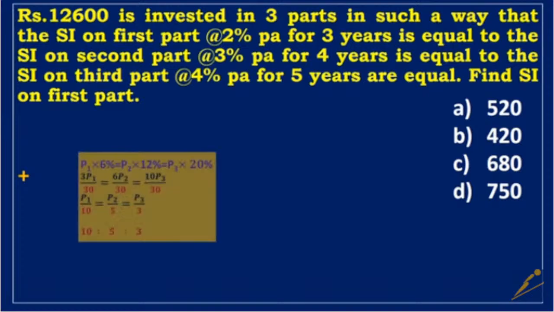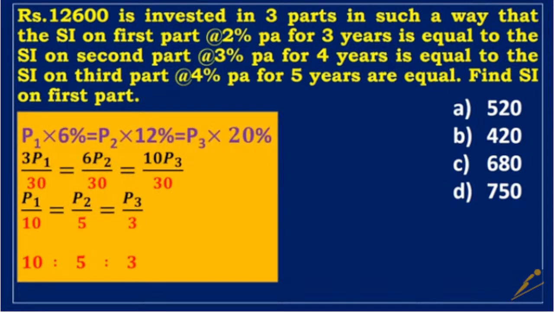SI of 6% of the first part of the principal is equal to SI of 12% of the second part of the principal, and 20% of the third part of the principal. P1 into 6% equals P2 into 12% equals P3 into 20%. The ratio approach can be used to solve this problem. Simplifying, we get 3P1 equals 6P2, which equals 10P3.